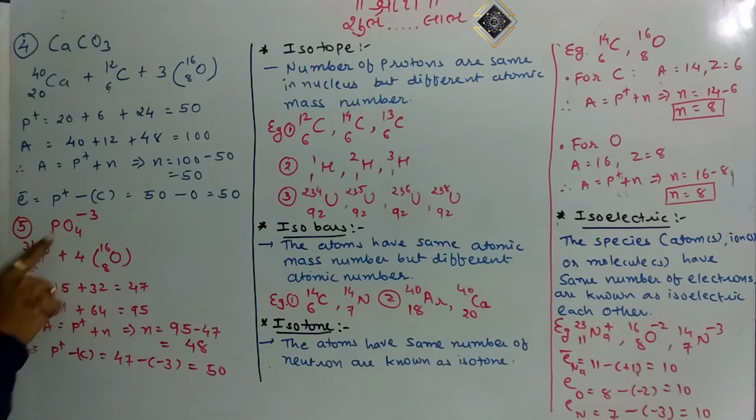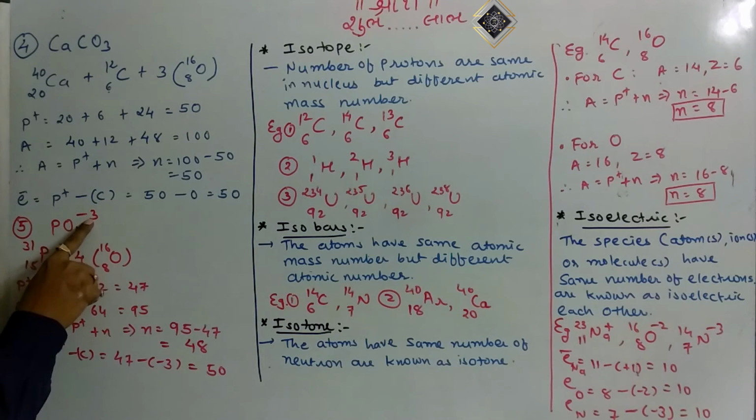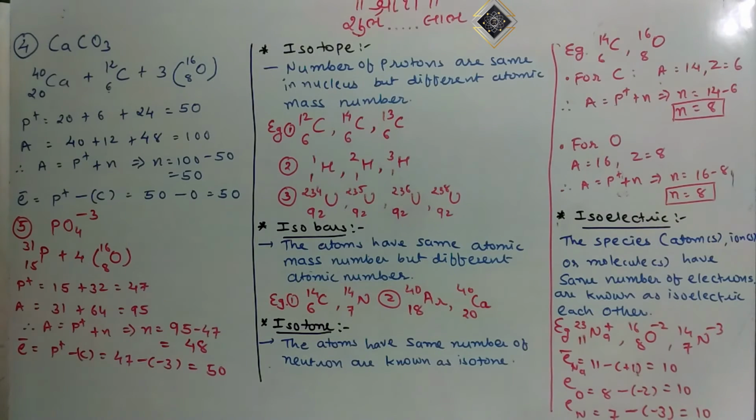Split the ion: phosphorus 15, phosphorus 31 plus 4 oxygen, that is 8 oxygen 16. The charge is always used to calculate the number of electrons only. Total number of protons: 15 as it is, plus 8 times 4 is 32, so total is 47. A is equal to mass: 31 as it is, plus 16 times 4 is 64, equal to 95. So A equals P plus N, so N is equal to 95 minus 47, that is equal to 48, the number of neutrons.